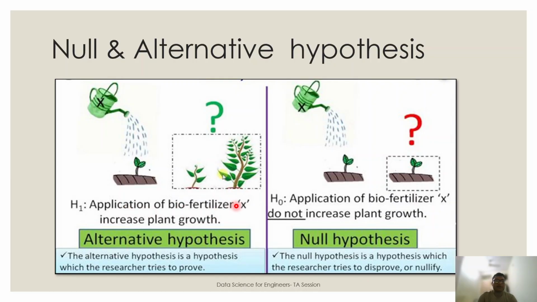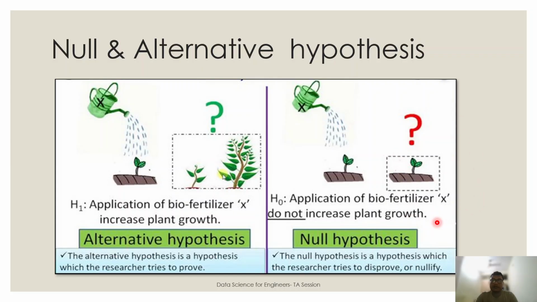So application of biofertilizer X increases plant growth. That is your H1, the alternative hypothesis. Null hypothesis: application of biofertilizer X does not increase plant growth. One thing here.